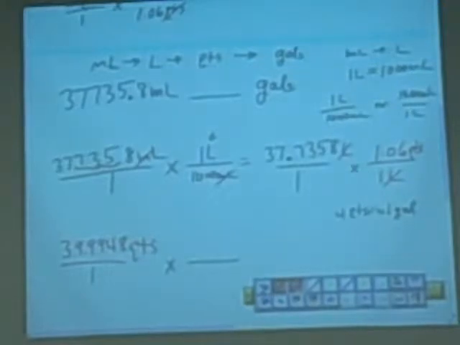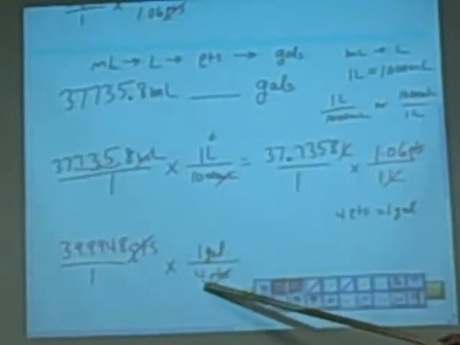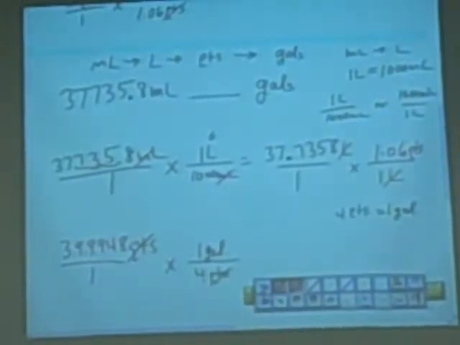Okay, so which one's going to go in the denominator? The 4 quarts, right. Gallon goes in the numerator. Quarts cancels. Okay, so now what do we do on the calculator? Divide 4. So we go to our calculator and we just hit divide 4 equals.